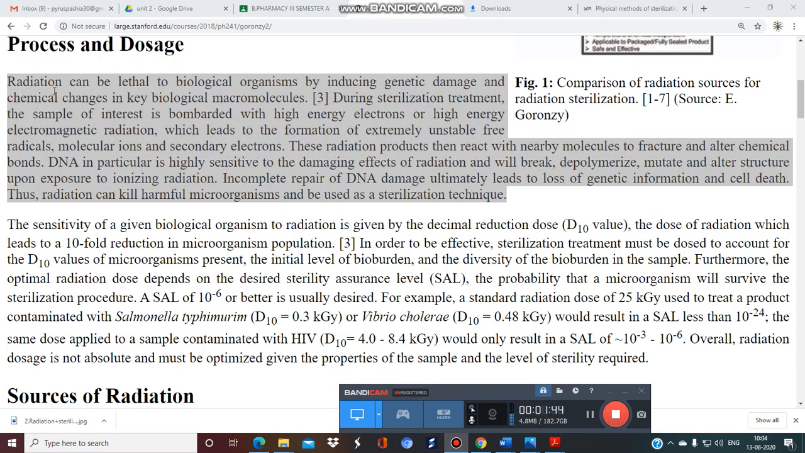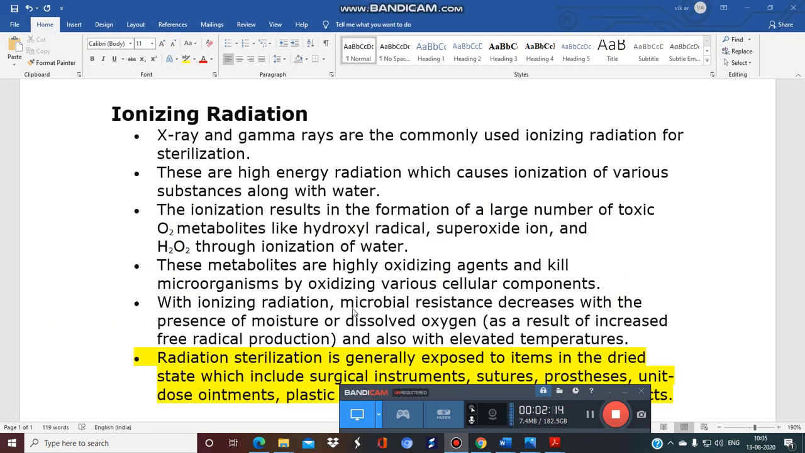Let's see the process again. Radiations are very lethal to biological organisms. So during sterilization treatment, the sample which is to be sterilized is bombarded with high energy electrons, or you can say high energy radiations, which leads to the formation of extremely unstable free radicals. Particularly, the generation of these free radicals causes disruption in the process of DNA replication.